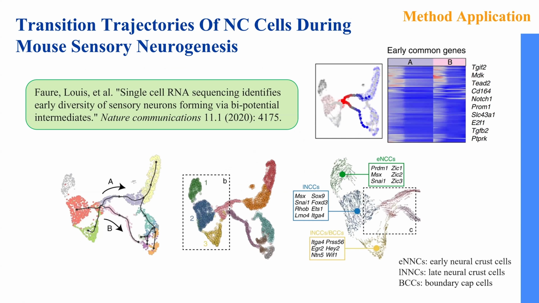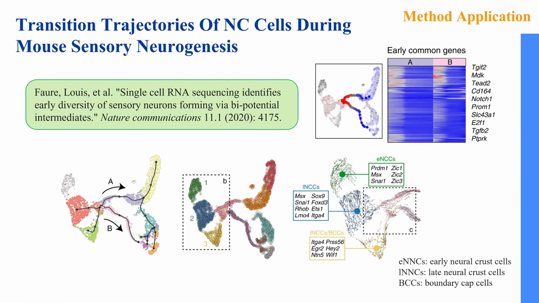And the last application is a paper using single cell data to identify early diversity of the sensory neurons forming in the mouse. This is the UMAP with trajectory analysis results. They infer those two branches, A on the top and B on the bottom. The first step is that they think the latent neural cluster cells, these red cells, are the starting point for branch A.